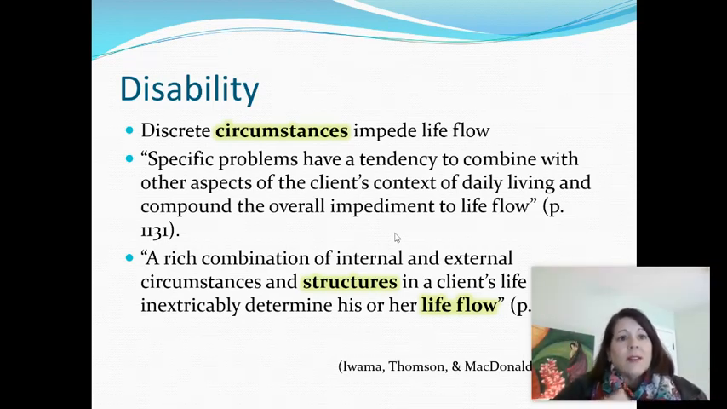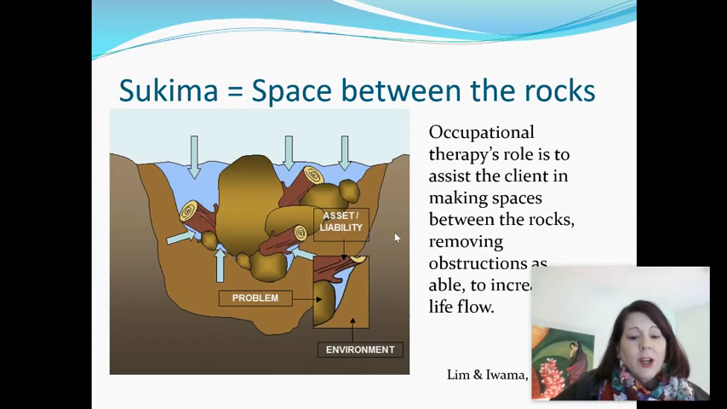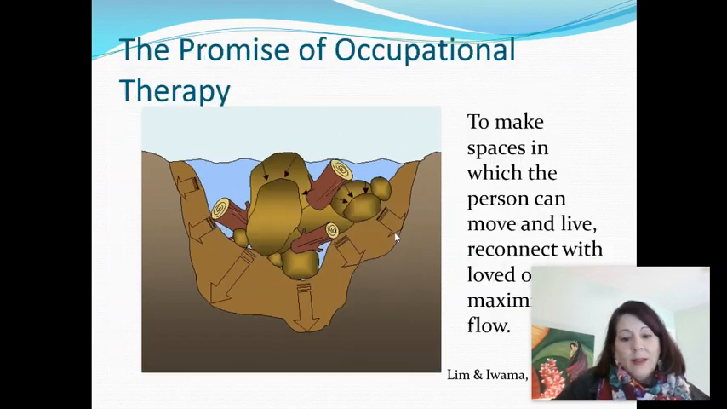Rather than looking at just this disability episode, it's looking at the entire context of their lives and other things that the person may be seeing as impediments as well. So the goal of occupational therapy is to make space between the rocks, this tsukima. So occupational therapy's role is to assist the client in making these spaces between the rocks and removing the obstructions as able in order to increase the life's flow and to put the person back in contact with their environment.